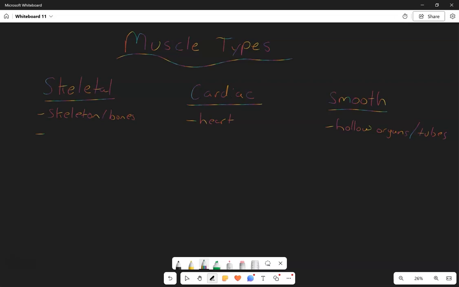Okay, so then one of the things that we have to remember is which ones are under voluntary and involuntary control, right? Your skeletal muscle, that's voluntary. So you have to tell it to move. The other two are involuntary, right? So they are controlled by the autonomic nervous system. And then involuntary here. Okay. So skeletal muscle is voluntary and cardiac and smooth muscle are involuntary.